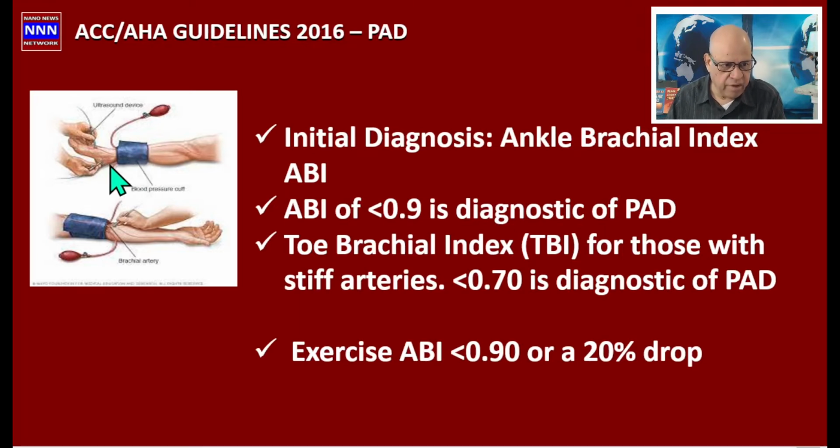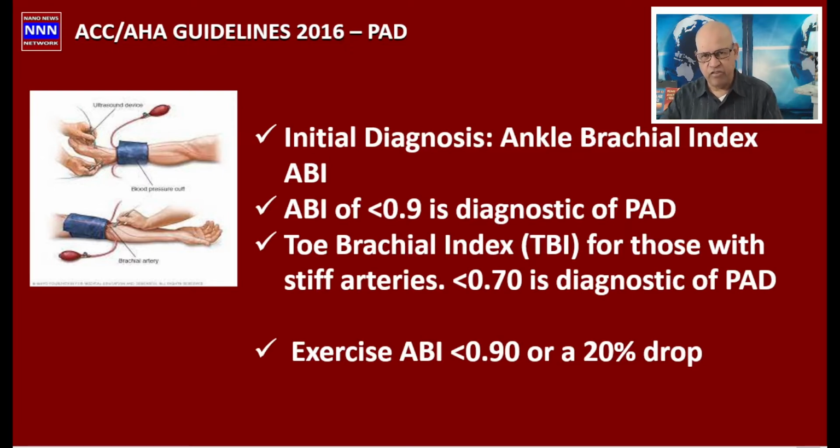And if you have a Doppler, which most primary doctors do have in their offices, or get one, then you can measure the systolic pressure in the brachial artery and the systolic pressure in the posterior tibial artery. If the ratio of brachial versus the posterior tibial artery is less than 0.9, it is diagnostic of peripheral arterial disease.